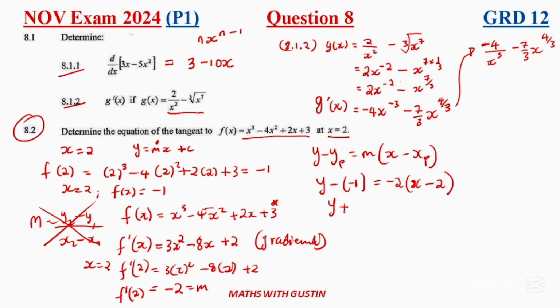All right, so y plus 1, now you're just simplifying here, remove the bracket here, binomial -2x, -2 times -2, +4, then you take 1 to that side, so y is equal to -2x plus 4 minus 1, so y is equal to -2x plus 3. So our answer is -2x plus 3. Now that's the equation of a tangent touching at point x is equal to 2.